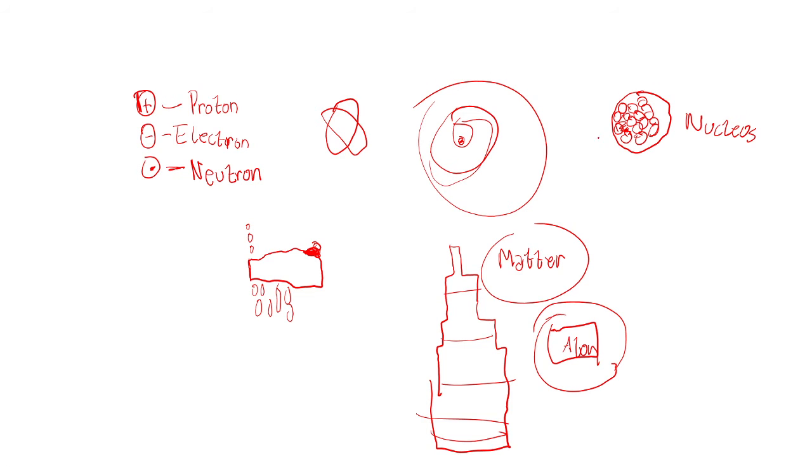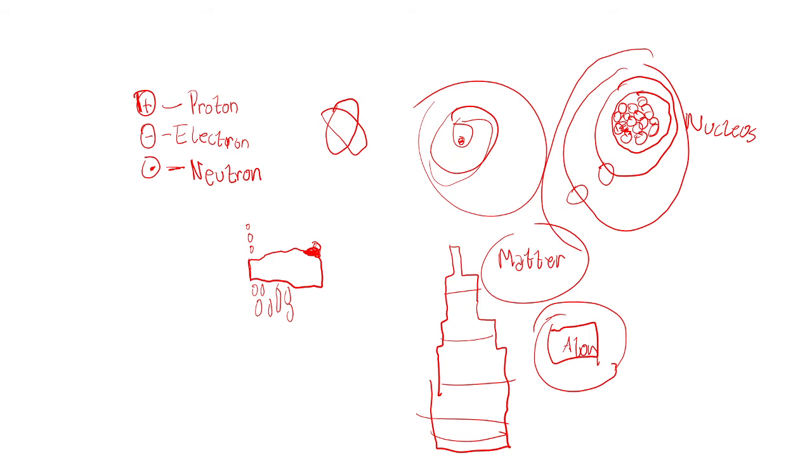Now let's talk about the rings. This is the top view. I'm not drawing the side view so that it will not be confusing. So this is the atom. The particles which are revolving around it are known as electrons.